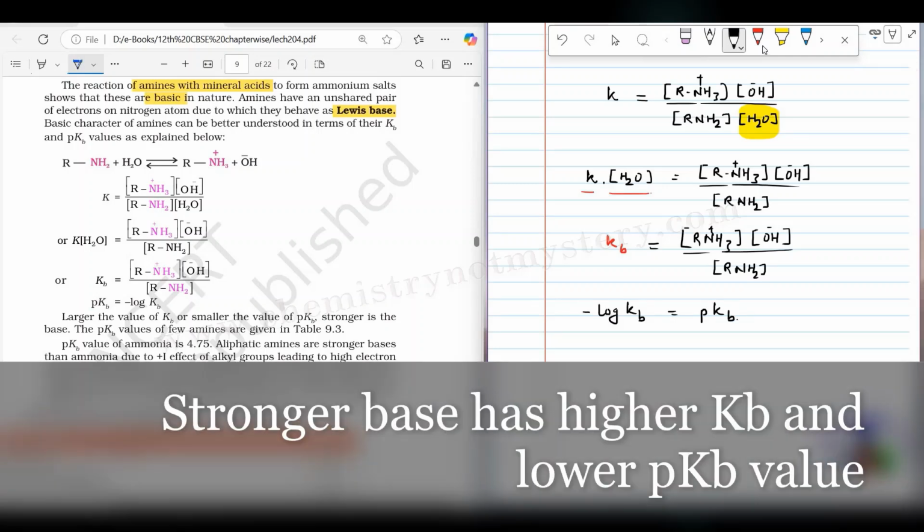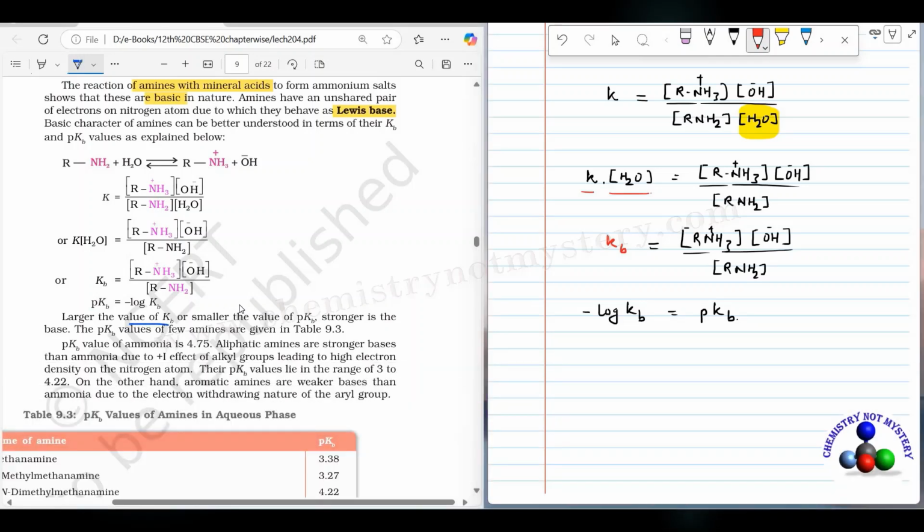From the equation, if the value of Kb is high, it means there will be more product. More product means the base will release more OH negative ions. And for a higher value of Kb, the pKb value will be lower. So let's read from the book. The larger the value of Kb or the smaller the value of pKb, the stronger is the base.